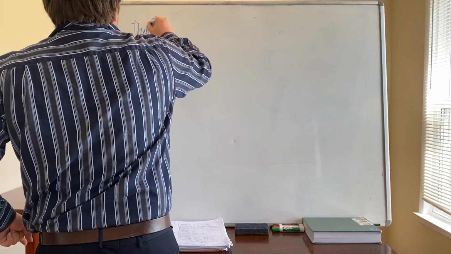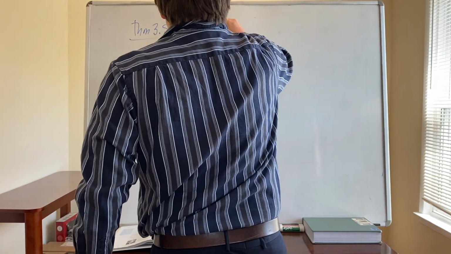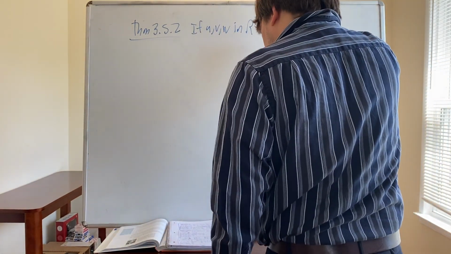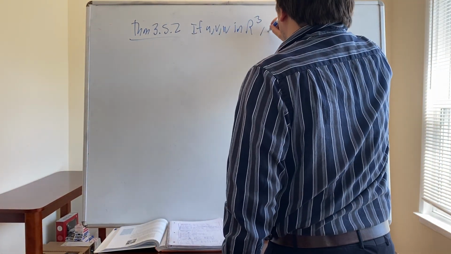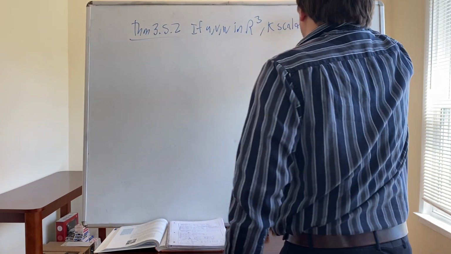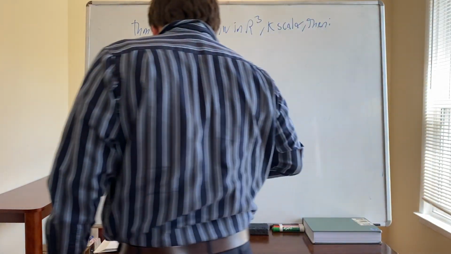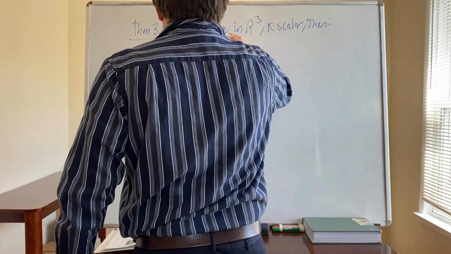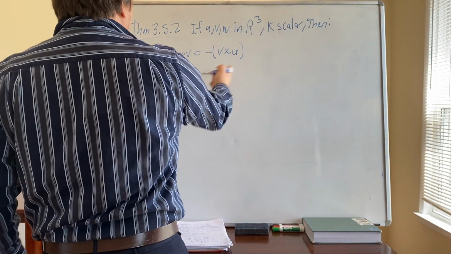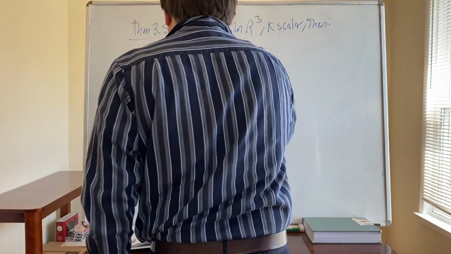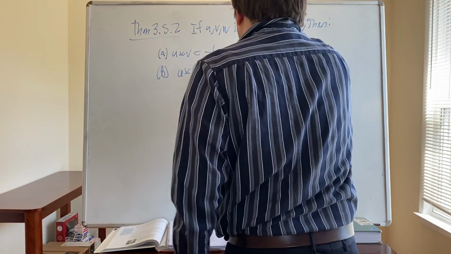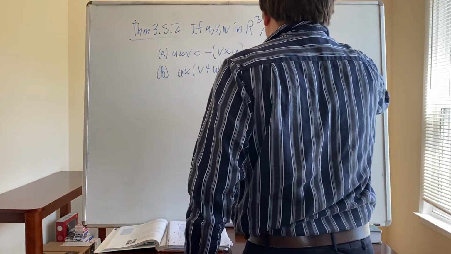Theorem 3.5.2. In this theorem, if u, v, and w are vectors in 3 space, which I just say u, v, w in R3 for short, and k is a scalar, then we have the following 6 equations. A, u cross v is equal to the negative of v cross u. That's called anti-commutativity. B, u cross (v plus w) is equal to u cross v plus u cross w.